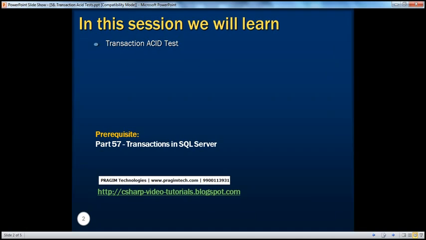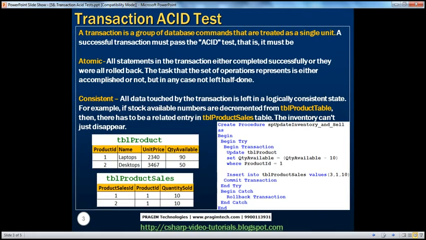In this session, we'll learn about the transaction ACID test. Before continuing with the session, I strongly recommend watching part 57 of this video series. We know that a transaction is a group of database commands that are treated as a single unit. A successful transaction must pass the ACID test. That is, a transaction must be atomic, consistent, isolated, and durable. Let's see what we mean by each one of these.